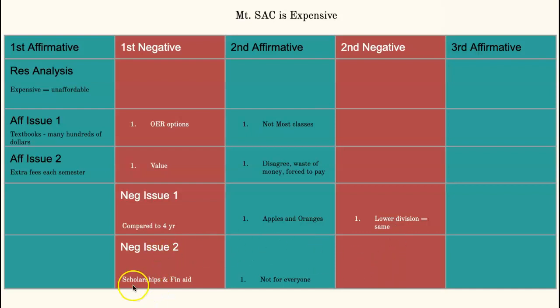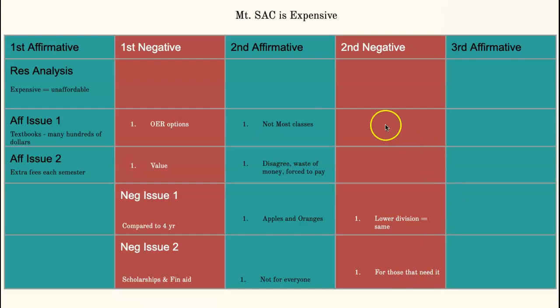Then on negative issue 2, I talked about scholarships and financial aid. My opponent said, well, not everybody gets this. But I say, but those who need it do get it. That the money goes to those who can afford college the least first. And so while it's true not everybody can get a scholarship, for those who have the greatest financial need, they're helped first. Therefore, Mount SAC is not expensive.